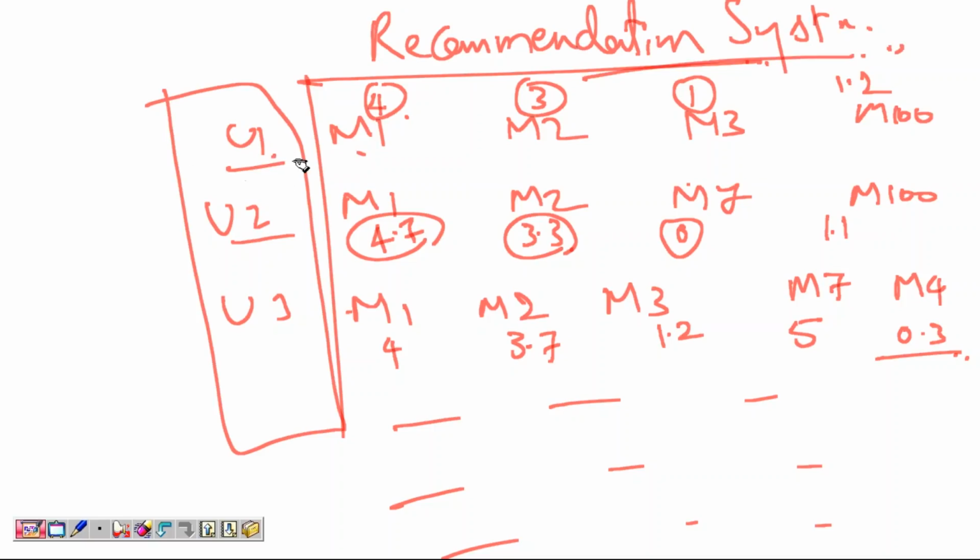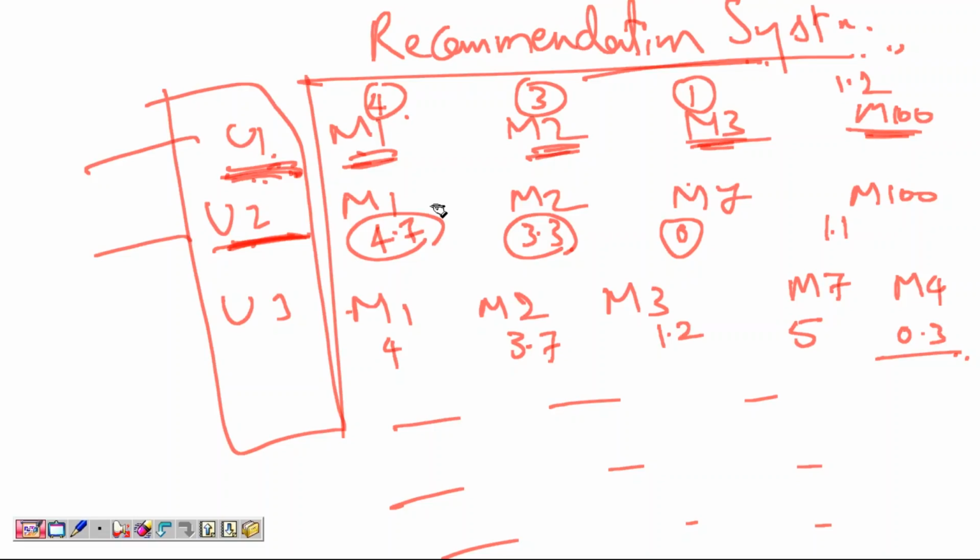Let's talk about user 1 and user 2. User 1 has watched how many movies? All of you please. 4, 3 movies, 4 movies. Okay. User 2, 4 movies. How many common movies are there?